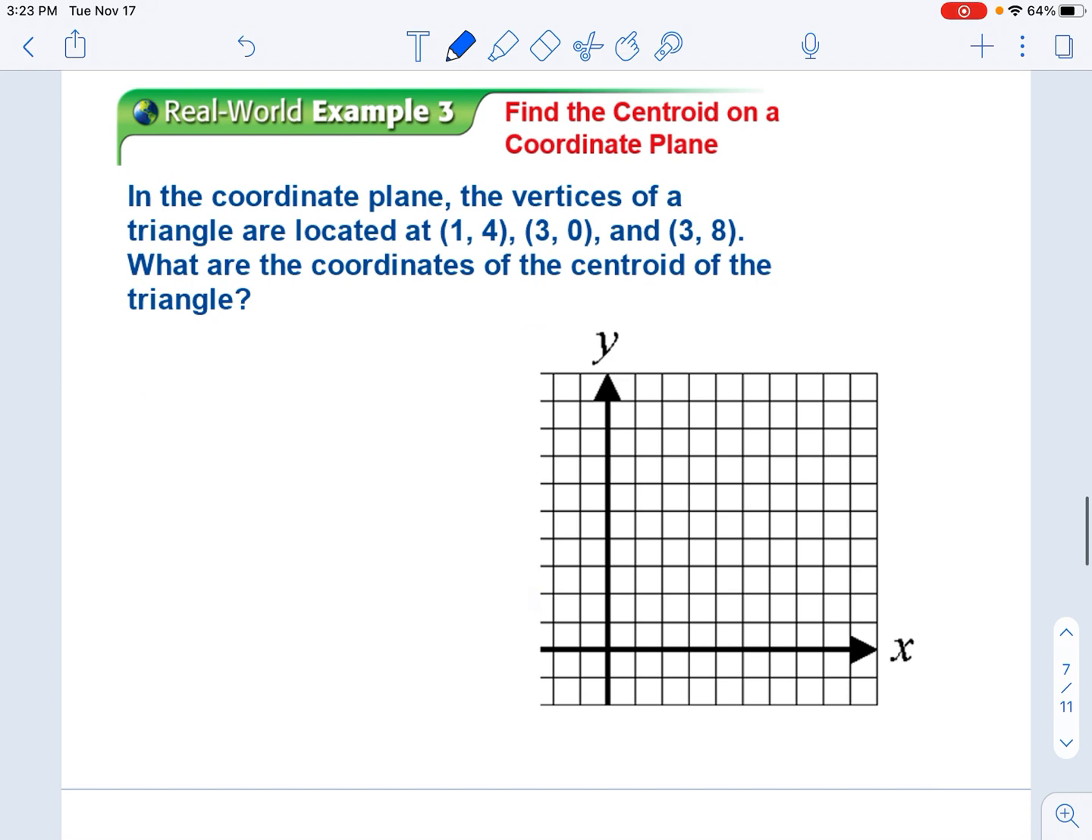Now, if I'm going to try to find the coordinate of the centroid, I'm going to start by plotting these points: 1, 4, 3, 0, and 3, 8. We got pretty lucky here because we have a vertical line. That makes it easier to solve these. I'm also going to write in what these are.